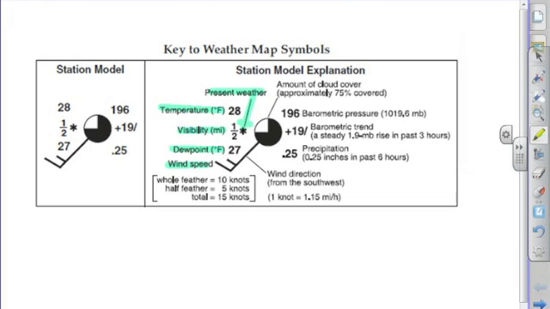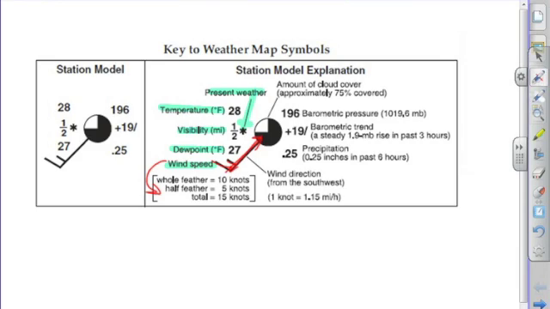Wind speed, you'll notice, attaches right here to this information, where you've got the stick showing me the direction that the winds are coming from, and you've got the feathers. One long feather equals 10 knots of speed, and one short feather equals 5 knots. You literally just count up the feathers and add up the knots.